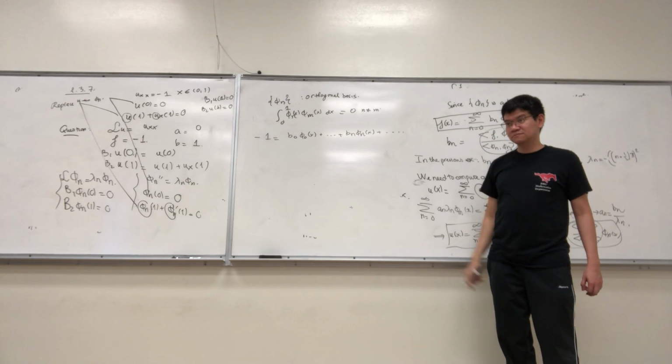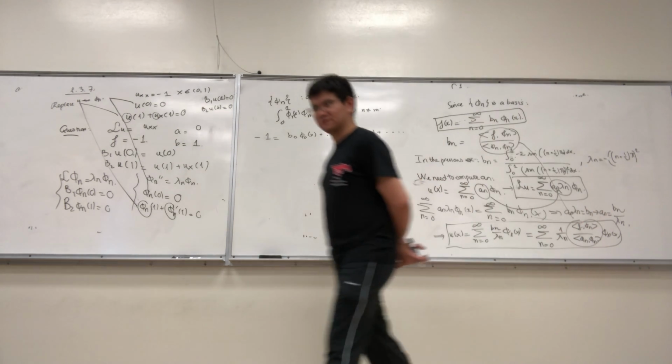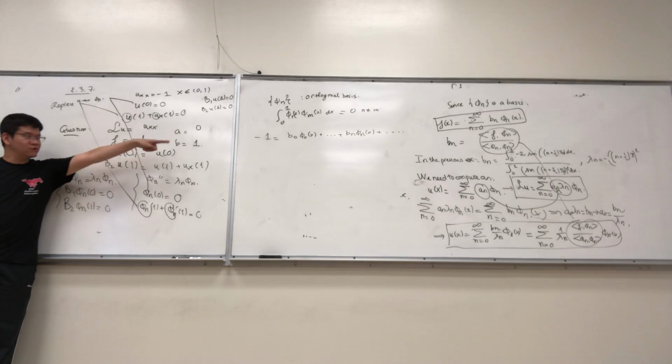Since the boundary conditions are different in this problem, do we get a different lambda n? You get a completely different one, but we haven't computed that. The lambda n and phi n will be completely different. Basically, it will be sine and cosine with a different lambda n, right? So we'll have to solve that before doing this.